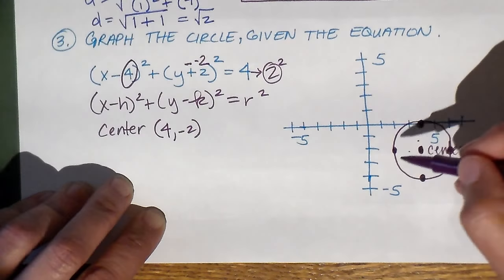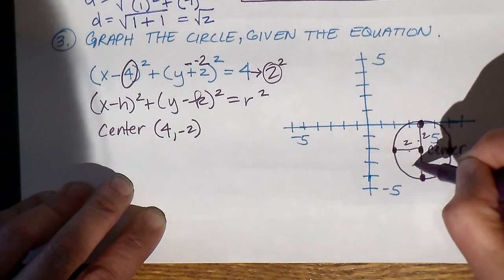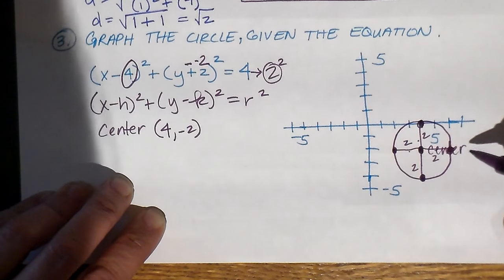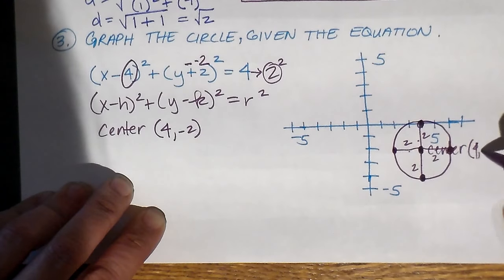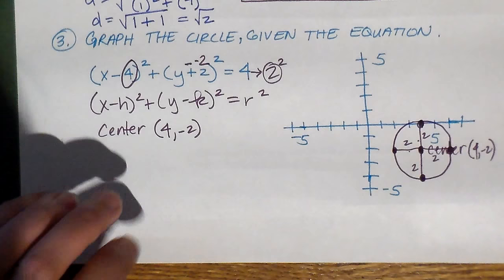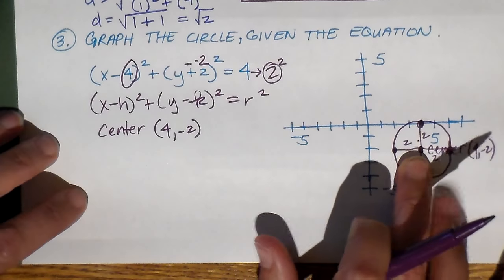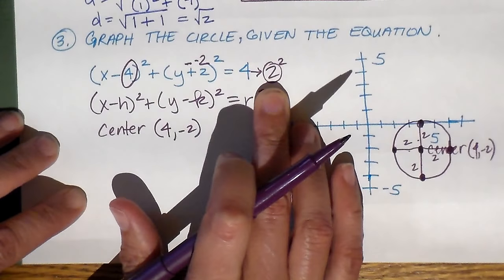Because what I've done is I've created, all of these radii are 2, right? And what's my center? My center's at 4, negative 2. So that's how I graph the circle given the equation. You basically graph the center, and then you use the equation to find the radius.